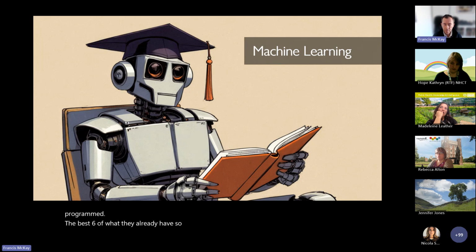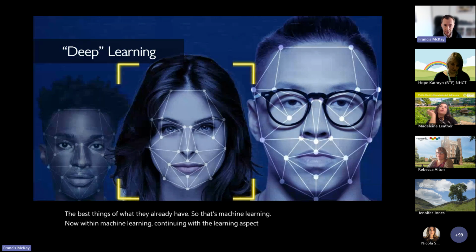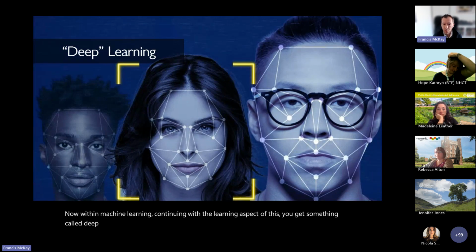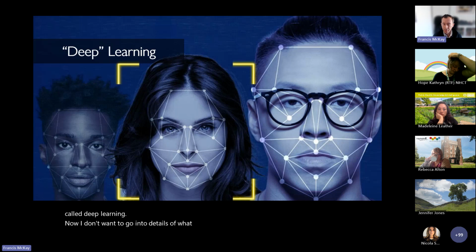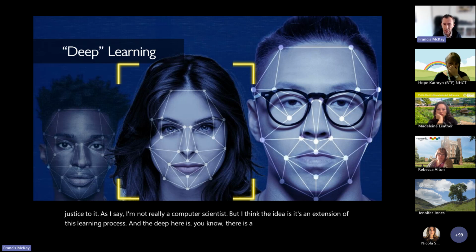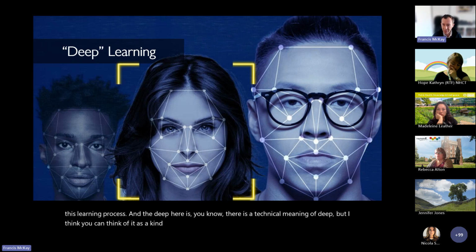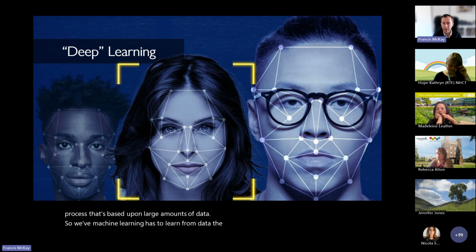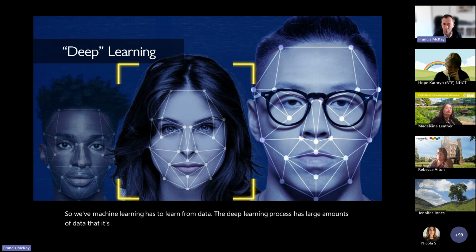So that's machine learning. Now, within machine learning, continuing with the learning aspect, you get something called deep learning. I don't want to go into the details of what deep learning is here, partly because I couldn't do justice to it. As I say, I'm not really a computer scientist. But I think the idea is it's an extension of this learning process. The deep here has a technical meaning, but you can think of it as a metaphor for a particularly complex form of learning process based upon large amounts of data. If machine learning has to learn from data, the deep learning process learns from large amounts of data and works on a kind of trial and error.